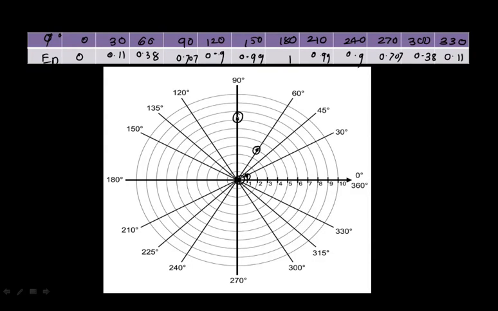For 120 again I have got 0.9. For 150 I have got 0.99, so close to 1. For 180 I have got 1. So for 210 again 0.99. For 240 I have got 0.9. For 270 I have got 0.7. So if this is my 0.9, 0.8, this will be the 0.7. 300 के लिए आपको मिल रहा है 0.38, so I can say somewhere here. And for 330 again you are getting here.